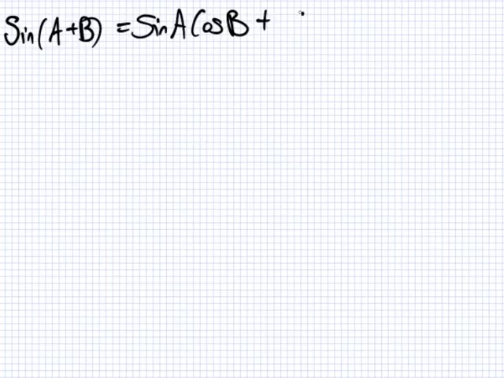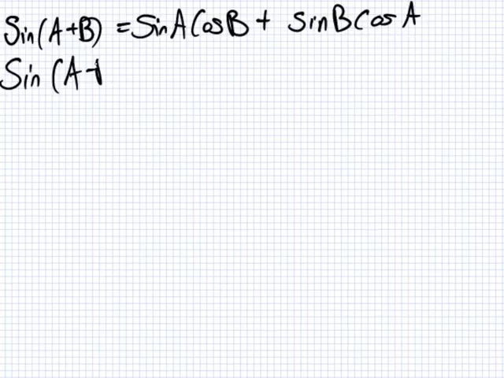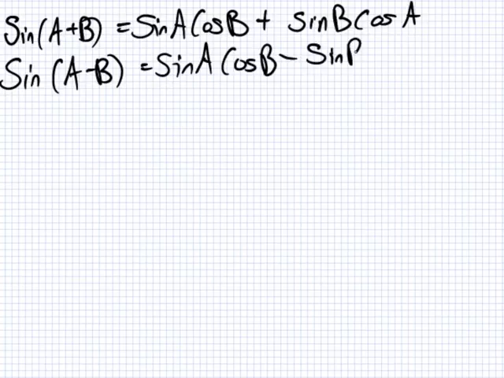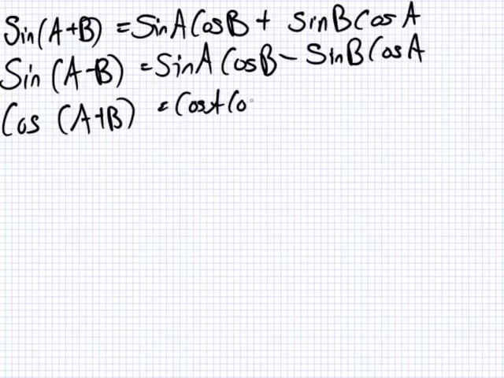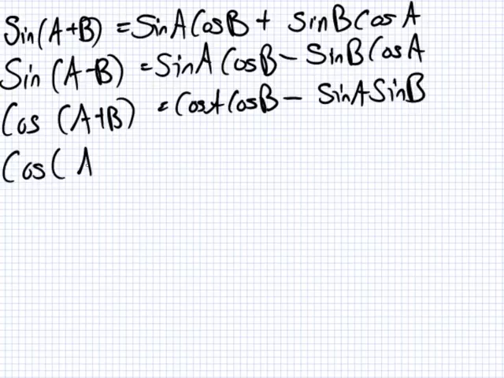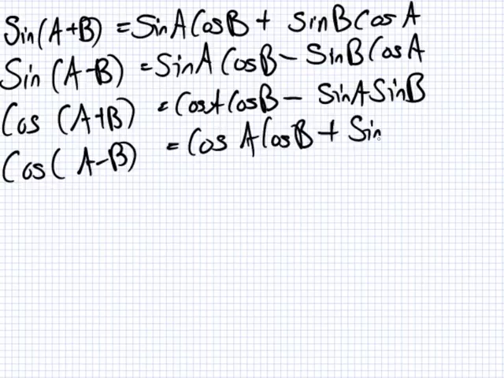Right, so the 6 formulas, the first one I'll do: sine A plus B. That's not sine A sine B, it's sine A cos B plus sine B cos A. Sine A minus B is sine A cos B minus sine B cos A. Cos A plus B is cos A cos B minus sine A sine B. Cos A minus B, which we just proved, is cos A cos B plus sine A sine B.